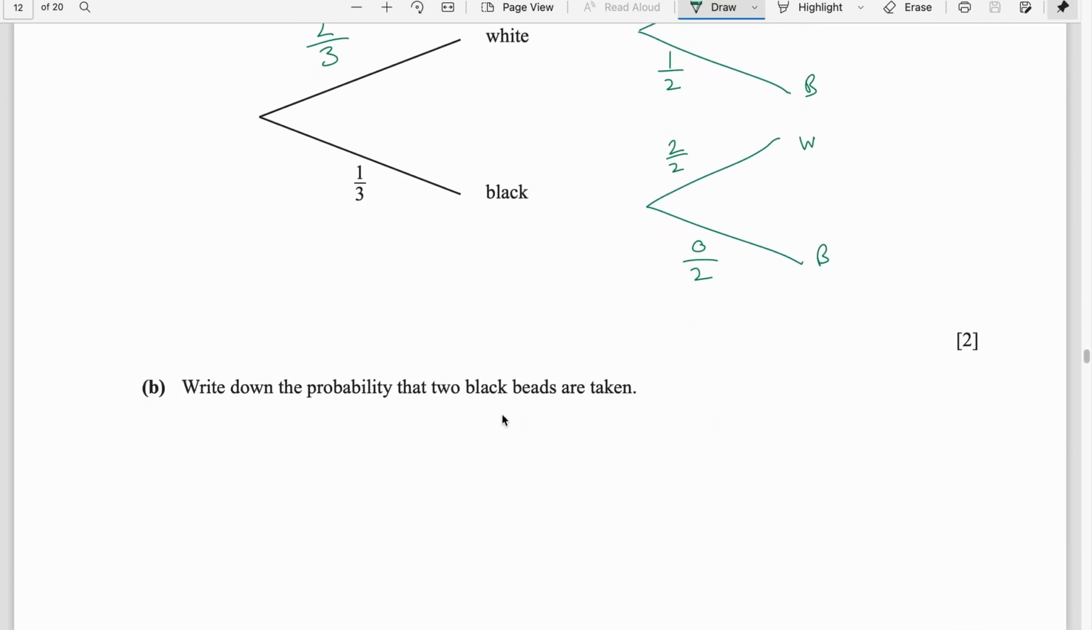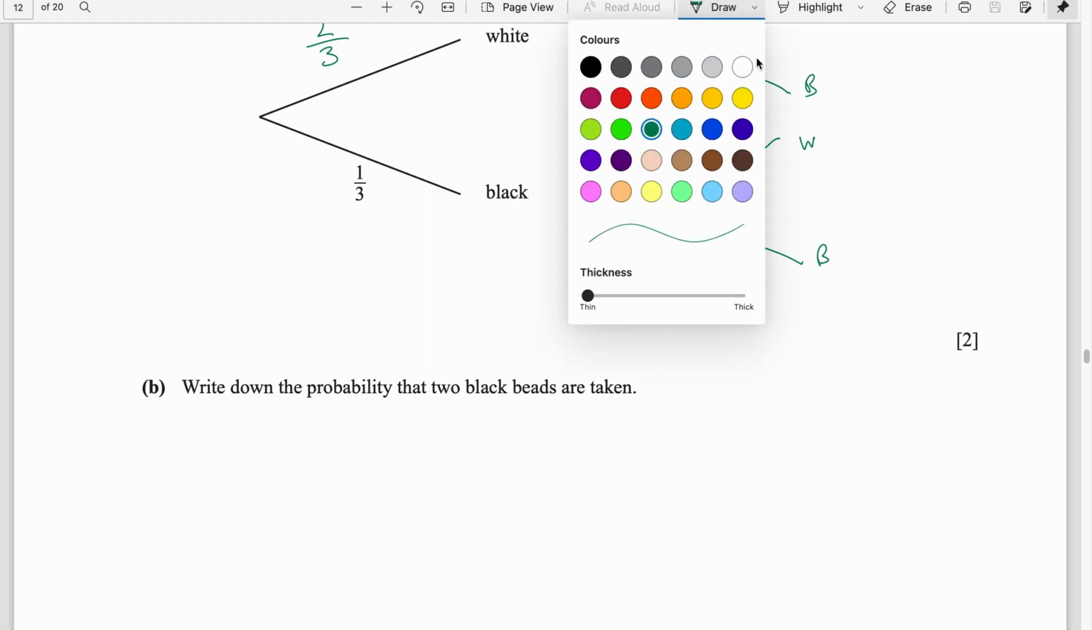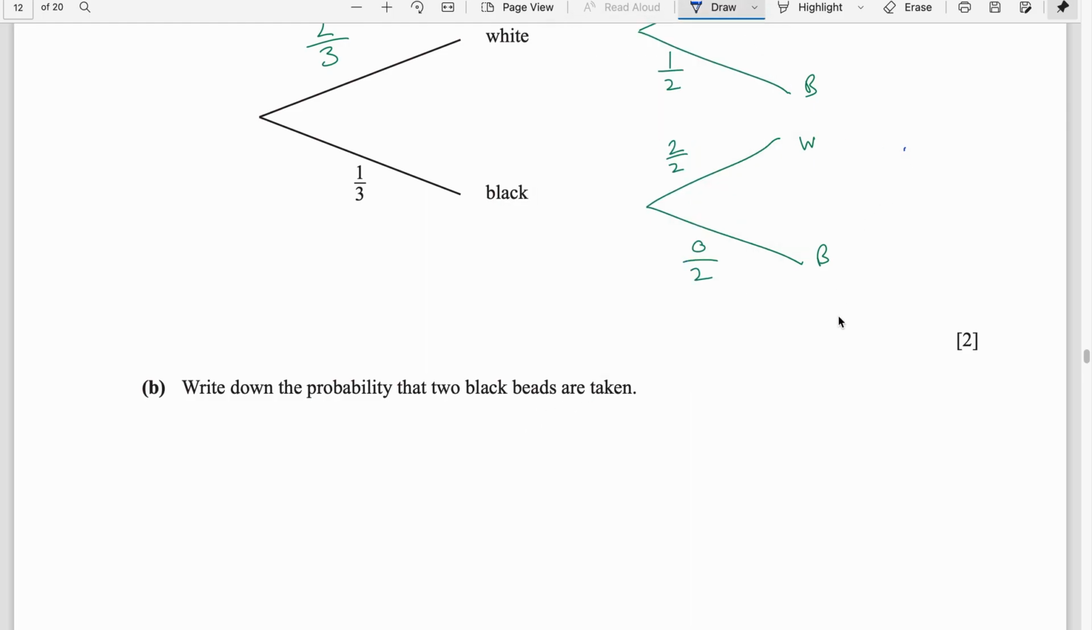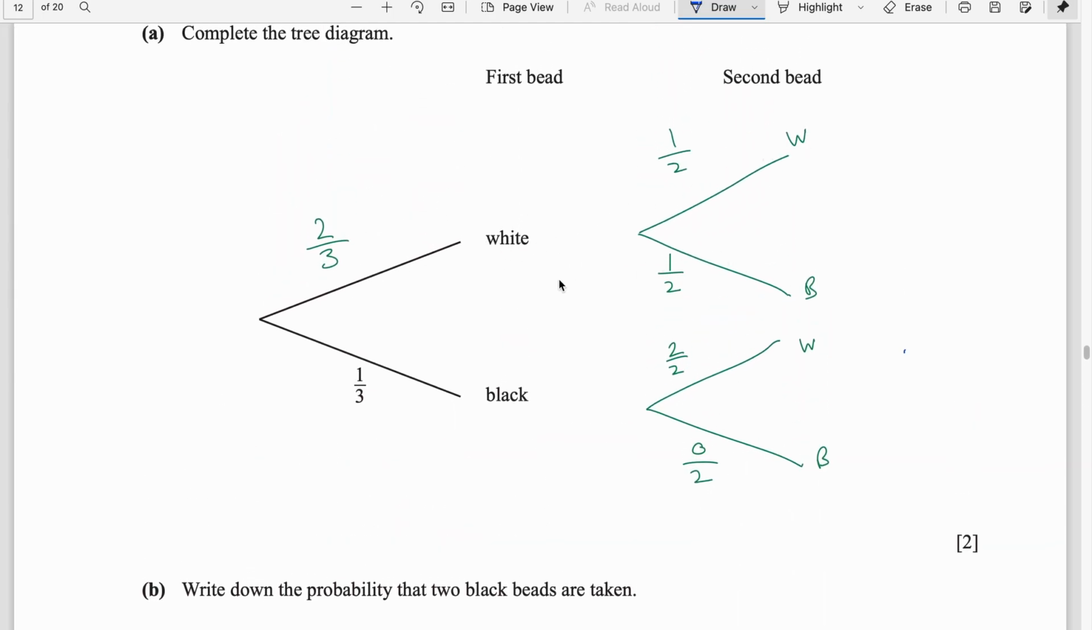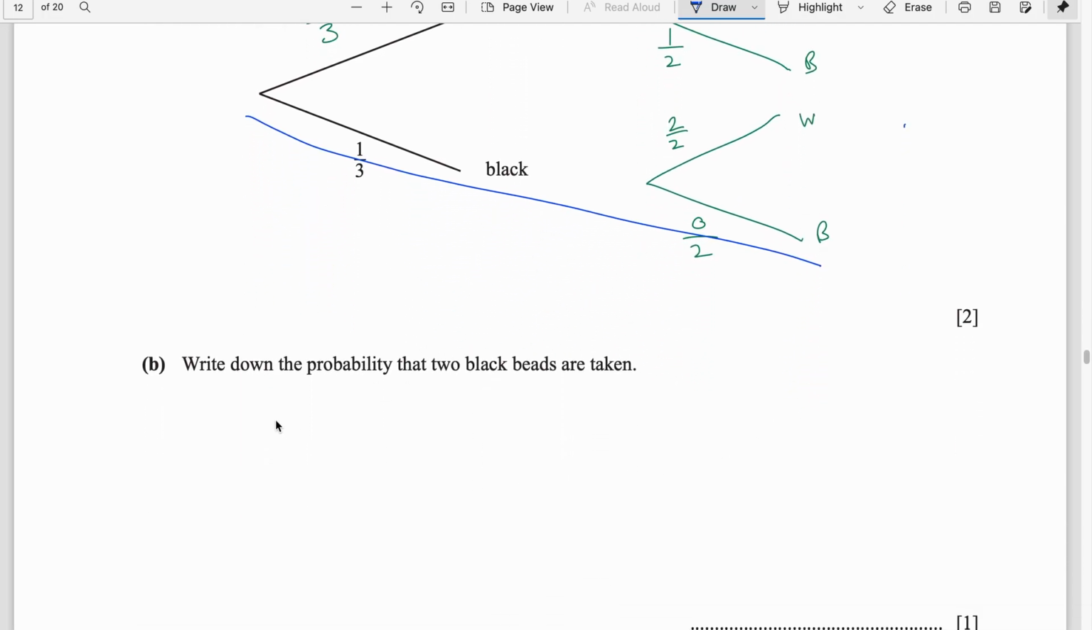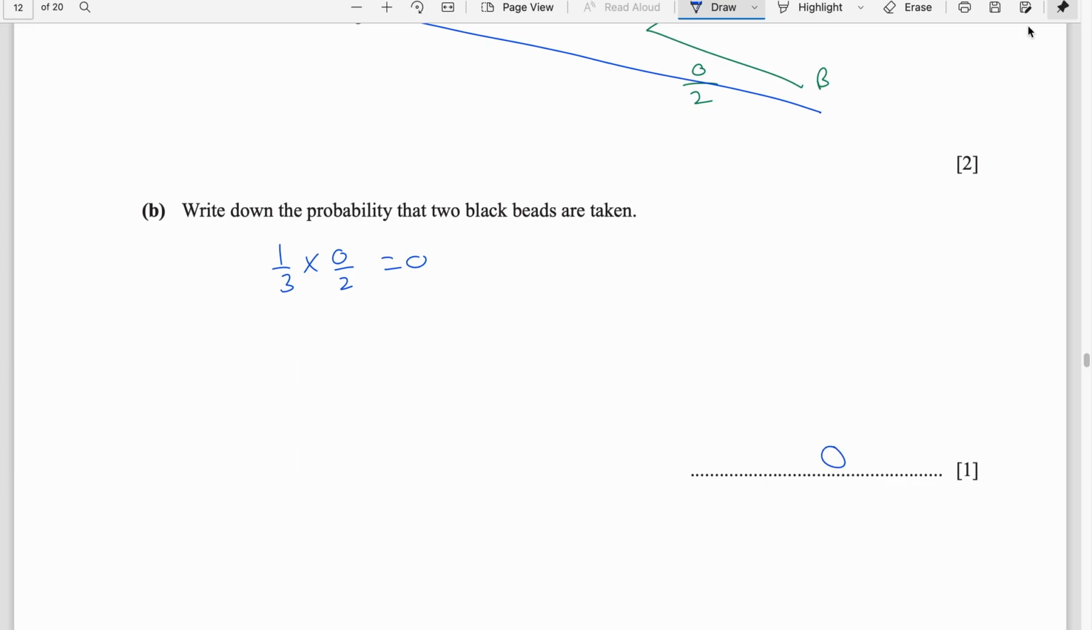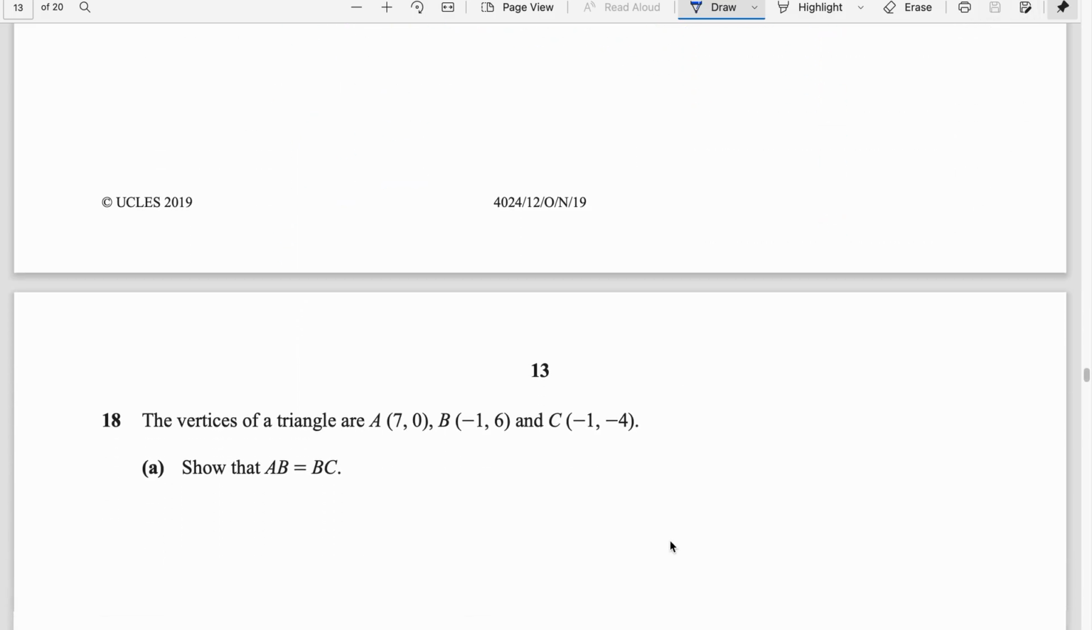B part, write down the probability that 2 black beads are taken. So 2 black beads, we see this is white and white, this is white and black, this is black and white. Only the last line is 2 black beads, which is clear. Black was already 1. And you may also write the answer as 0 directly without any working.